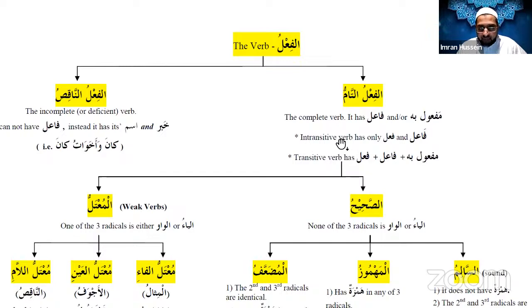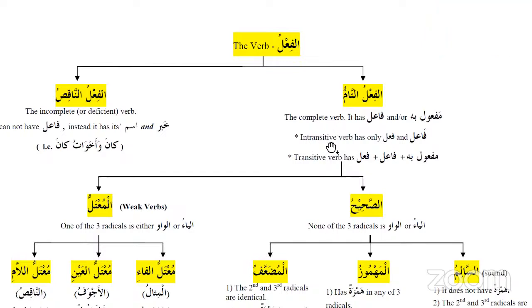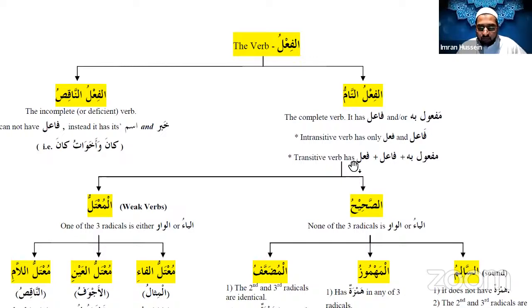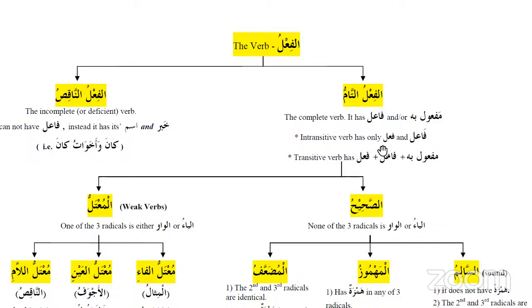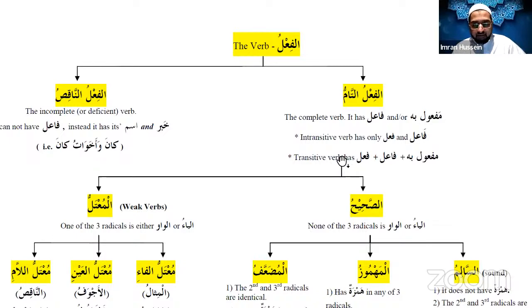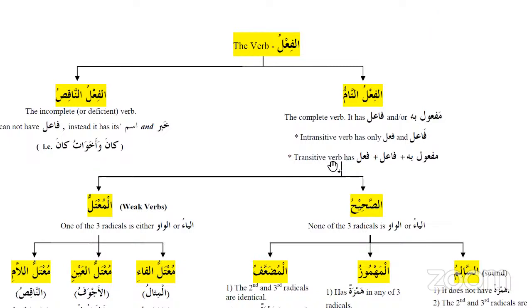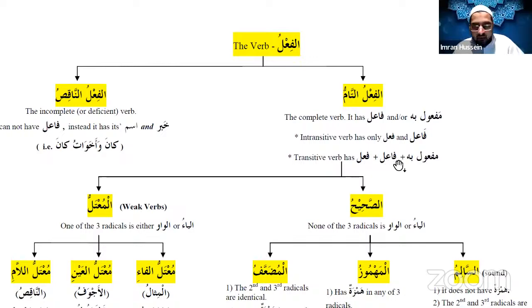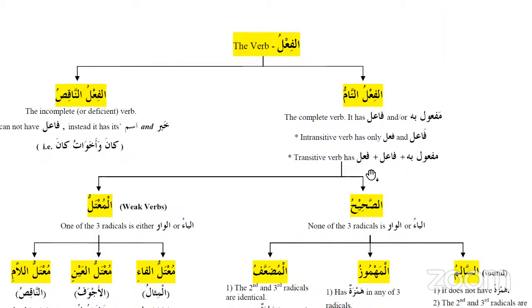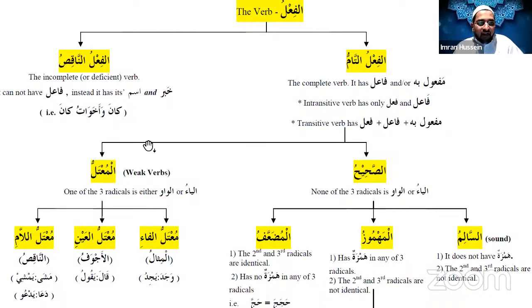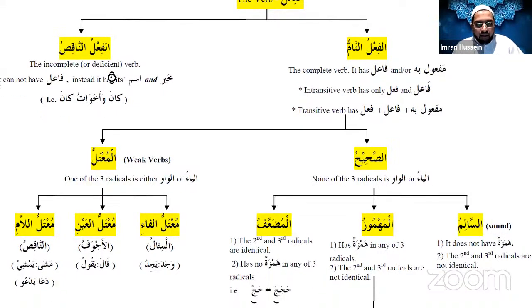So it's intransitive verb and transitive verb. What's the difference between transitive and intransitive verb? The intransitive, we have got the fi'l and fa'il. Correct. And in the transitive verb, we have fi'l, fa'il, and maf'ul. Exactly. And fi'l naqis is like kana. Fi'l naqis is kana, full stop. Easy way out.